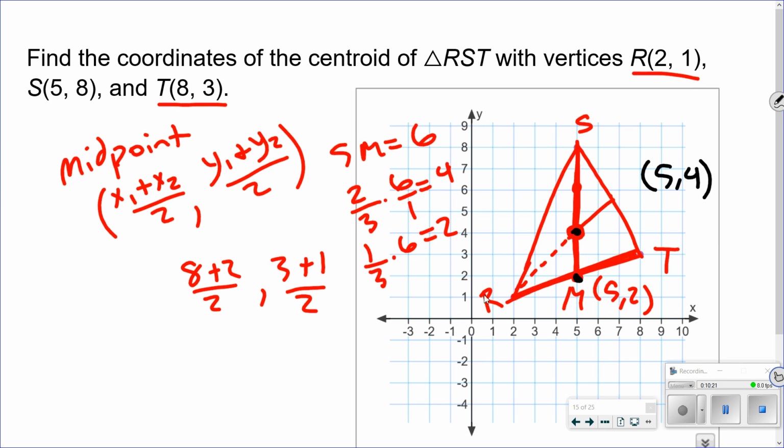So I had to find the midpoint, and then I had to divide this segment, right? That segment right there. I had to split it into 1/3 and 2/3 pieces. You can times by 2/3, you can times by 1/3, and then from there you can figure out where that centroid would end up being.